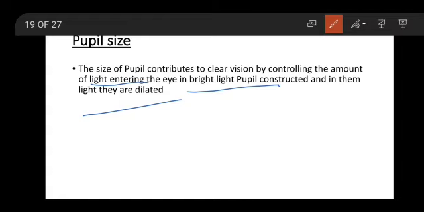Your pupil will contract. Just imagine you are playing outside your home, and suddenly you go to your room where there is darkness. Then what happens? You will not be able to see, and even if there is light, you will not be able to see the object for a while, some seconds, right? Because your pupil is going to adjust from bright light to dim light. And if you go to very bright light, the intensity of light can damage your retina, and the pupil is the only one which adjusts the light and protects your retina from the damage. Okay.